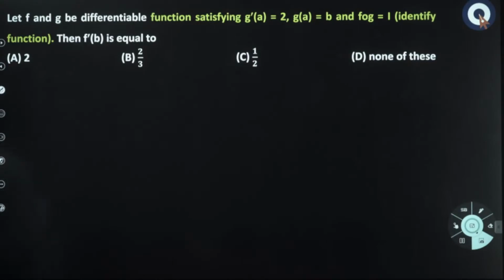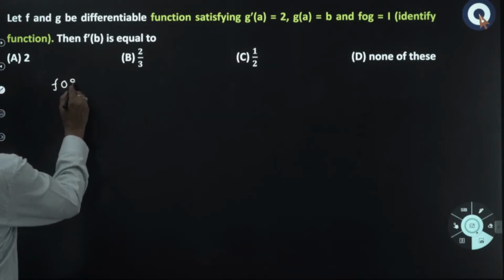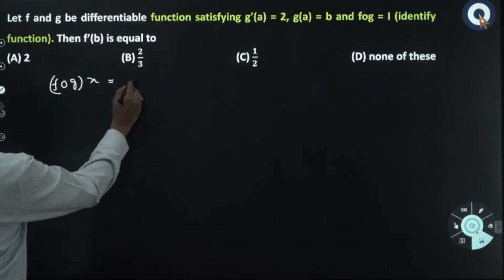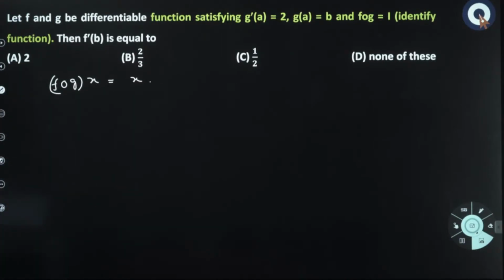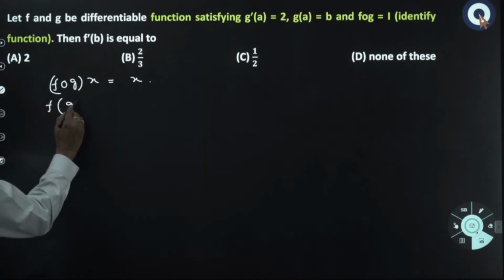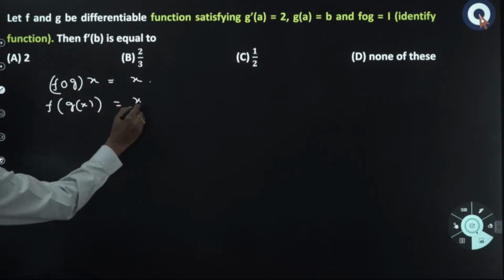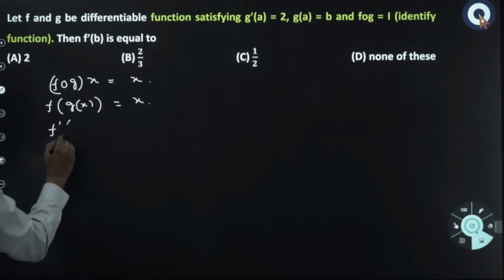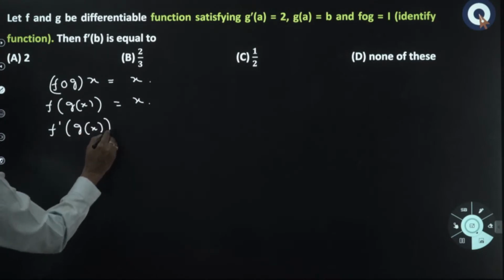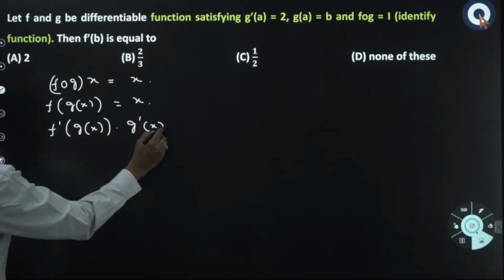So f circle g is an identity function. Therefore, f circle g of x is equal to x. So f of g of x is equal to x. Obviously, simply differentiate this. Quite simple. f dash of g of x into g dash x is equal to 1.